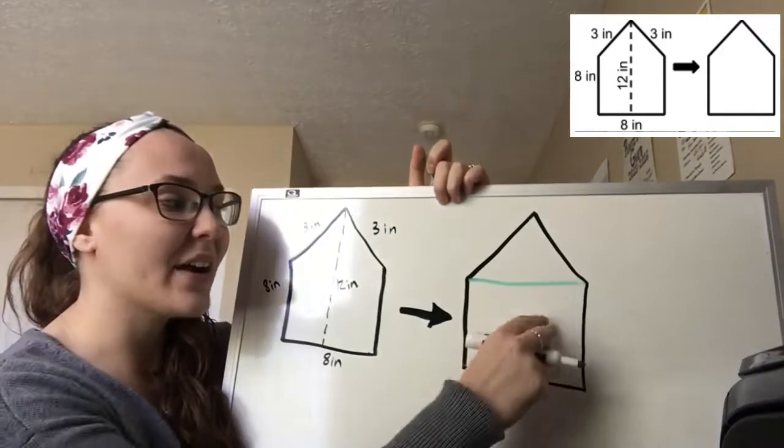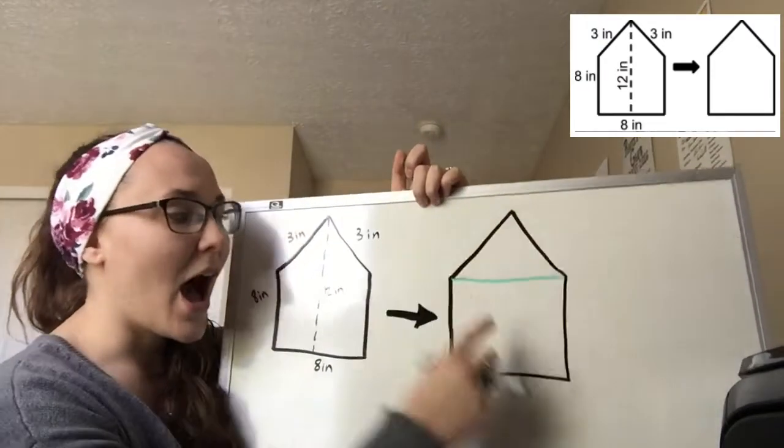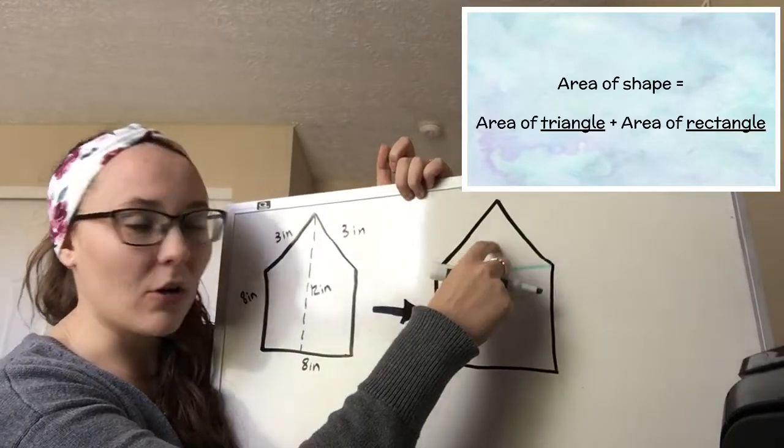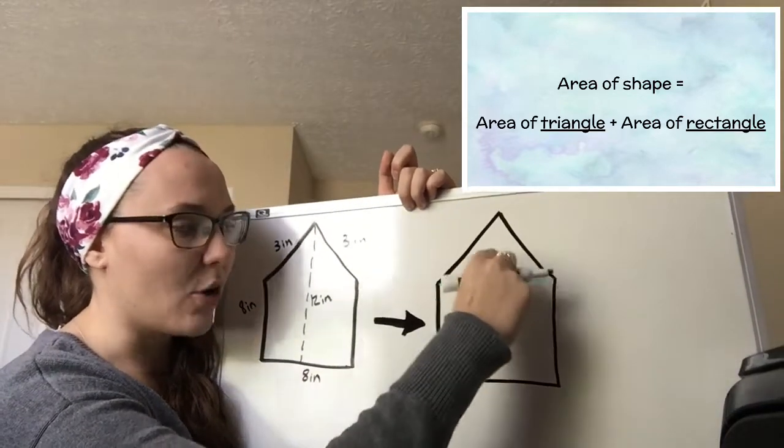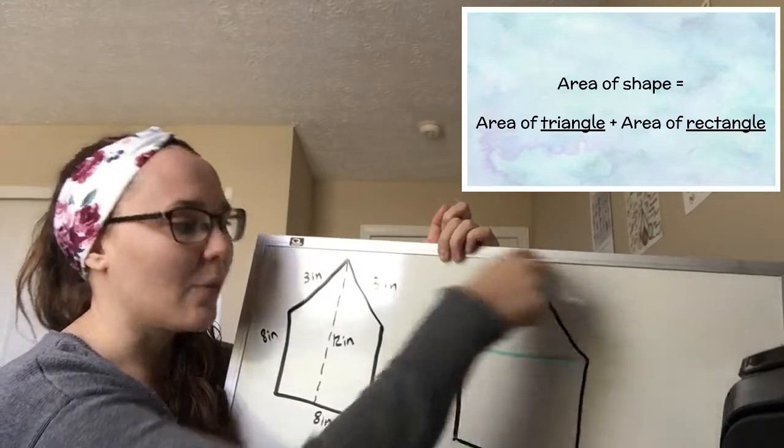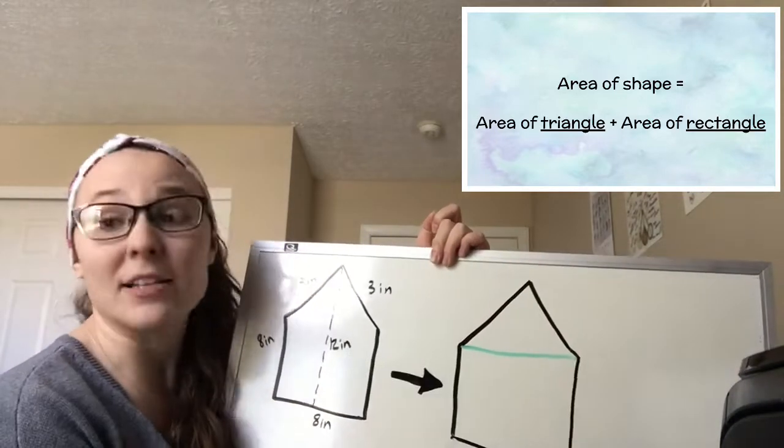And to find the area of this composite shape, I'm going to do the area of the triangle plus the area of the rectangle. Because if I add the area of this triangle with the area of this rectangle, I will get the area of this entire composite shape.